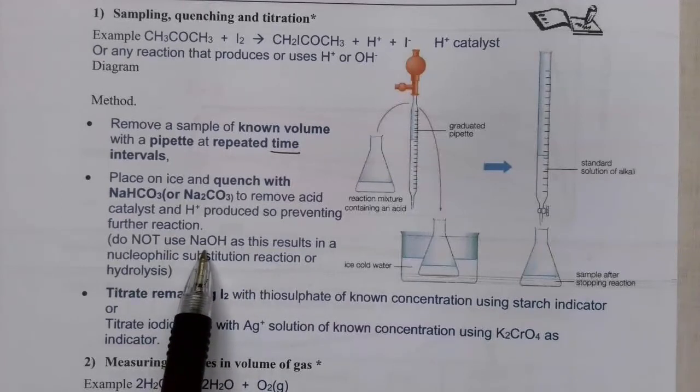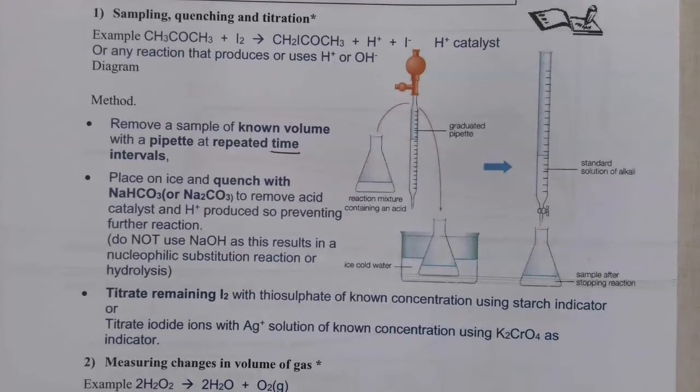We never use sodium hydroxide. The reason for this is the OH negative ion here is a very strong nucleophile. So it's likely to either do nucleophilic substitution reactions or to hydrolyze things, whereas the carbonate and hydrogen carbonate ions can't do that. Once we quench the reaction, we would then titrate it against, in our case, thiosulfate or silver ions. But basically you can titrate it at this point to work out what you have left over, and that'll give you an idea about the rate of the reaction.